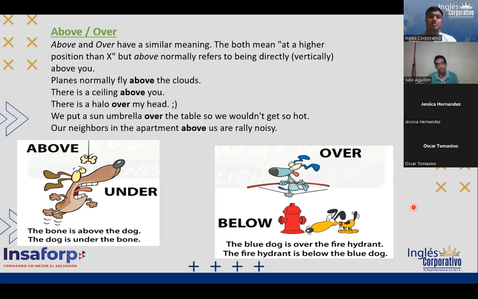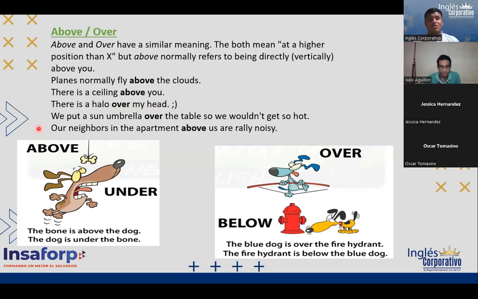Okay. All right. So here we have, it says, planes normally fly above the clouds. Los aviones normalmente vuelan encima de las nubes, the clouds. There is a ceiling above you. Hay un cielo falso encima de ti. There is a halo over my head. Hay una aureola sobre mi cabeza. Un angelito, vea. There's a halo over my head.